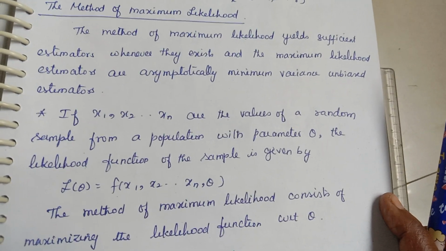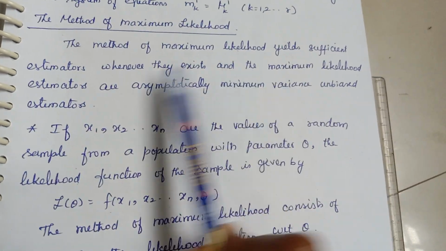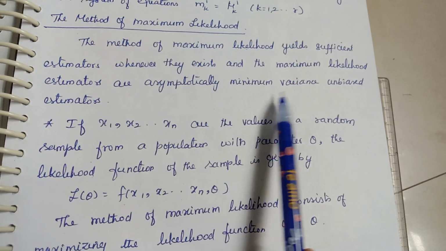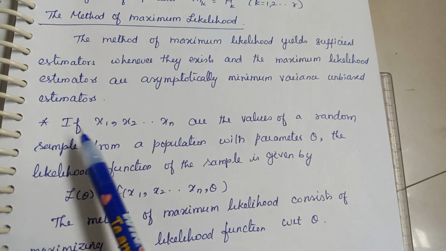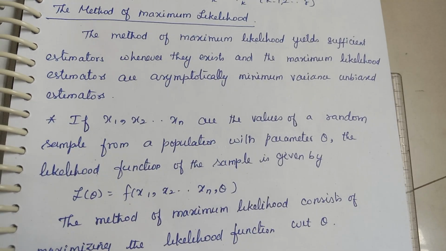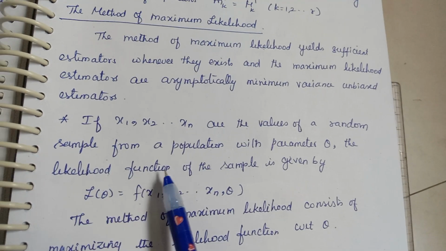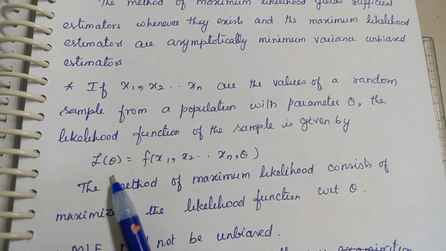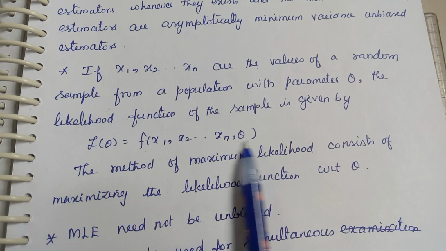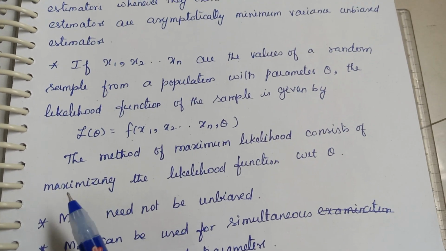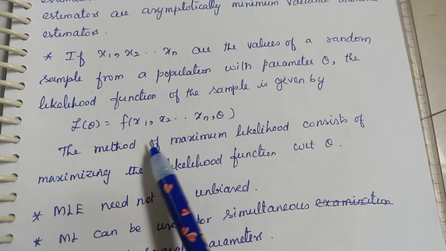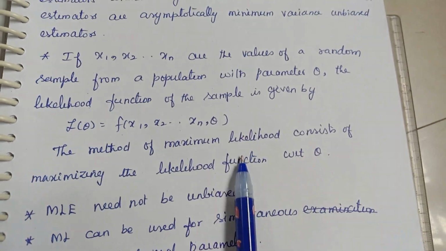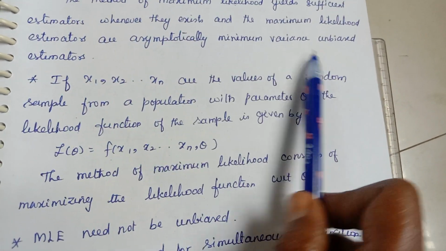Then the next one is method of maximum likelihood. Maximum likelihood is a method to find an estimator. Sufficient estimators are yielded whenever they exist, and the maximum likelihood estimators are asymptotically minimum variance unbiased estimators. So if x1, x2, etc., up to xn are the values of a random sample from a population with parameter theta, then L of theta denotes the likelihood function. L of theta equals the joint PDF f of x1, x2, xn; theta. The method of maximum likelihood consists of maximizing the likelihood function with respect to theta. So what you have to do is maximize this function with respect to theta. This will give you a sufficient, asymptotically minimum variance unbiased estimator.